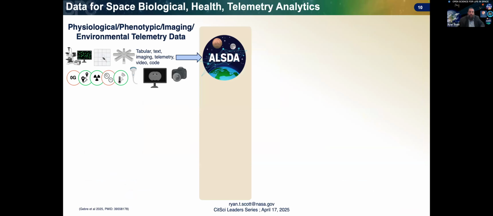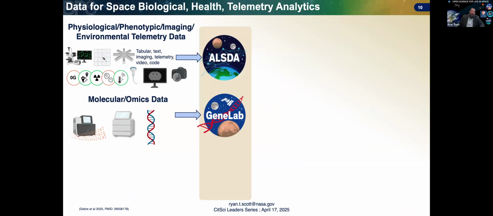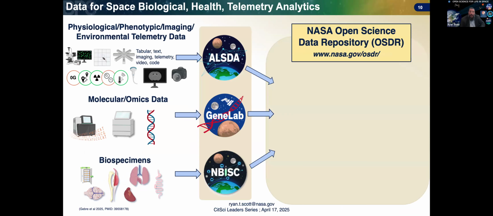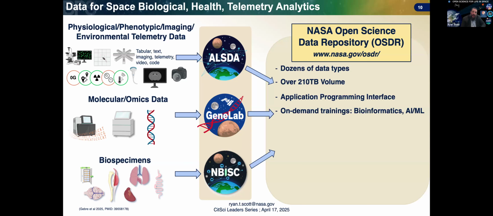So, like Sarah mentioned, the Ames Life Sciences Data Archive, NASA GeneLab, and also the biorepository called the NASA Biological Institutional Scientific Collection merged in the last few years and formed OSDR. Across OSDR, there are lots of different data types. I think it's a tremendous amount of data volume for such a niche repository. There are also different APIs, which I'll mention a little bit later, for better data access. If you're new and don't know how to do bioinformatics, or let's say machine learning, we also have on-demand trainings to help increase your skill set.